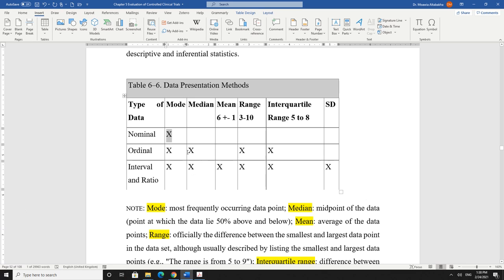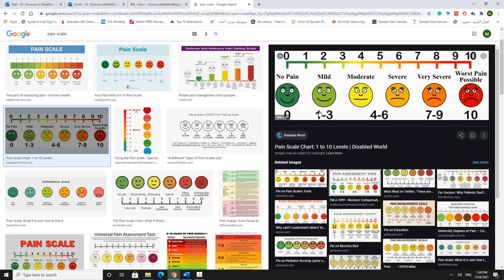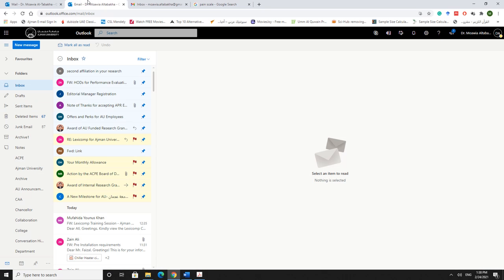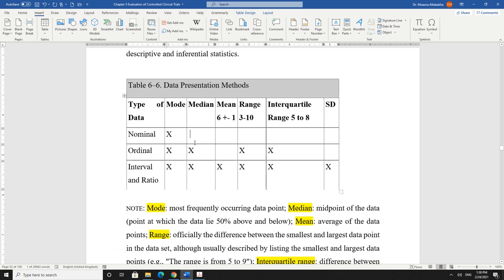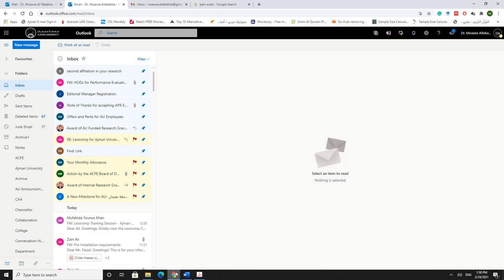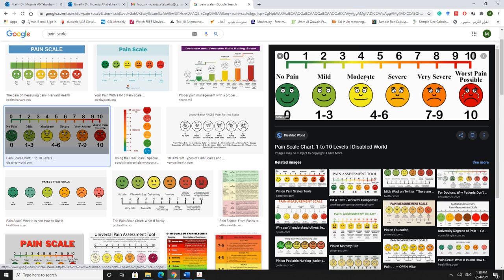Okay? In the ordinal, of course, I can take only the mode, since I cannot have the mean, then I cannot have also the standard deviation. I cannot have the other things. If I say ordinal data, well, I can say, for example, most people are having moderate pain, or number 4, or moderate pain. I can do that. I can also talk about the median. For example, I can say that 50% of people have less pain than moderate, and 50% have more pain than moderate, for example.